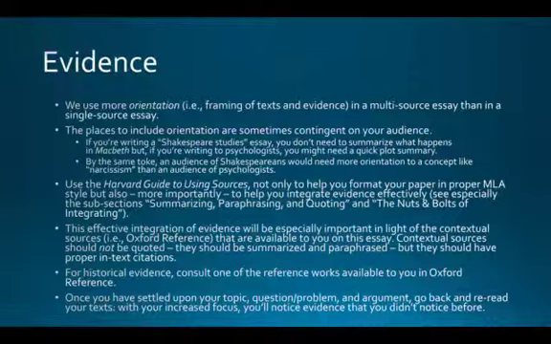And once you've settled on your topic, your question, problem, and argument, go back and reread your text. And what you'll notice is with your increased focus, you'll notice evidence that you didn't notice before.